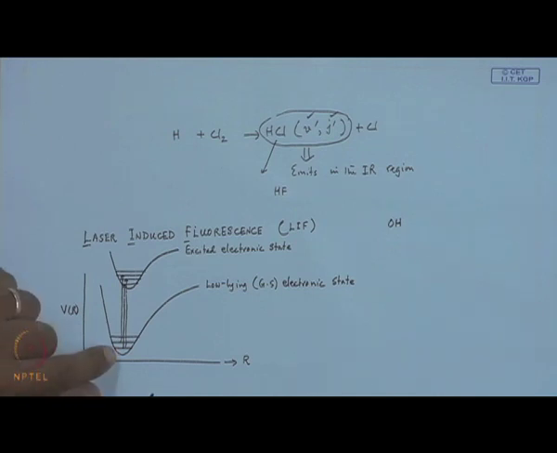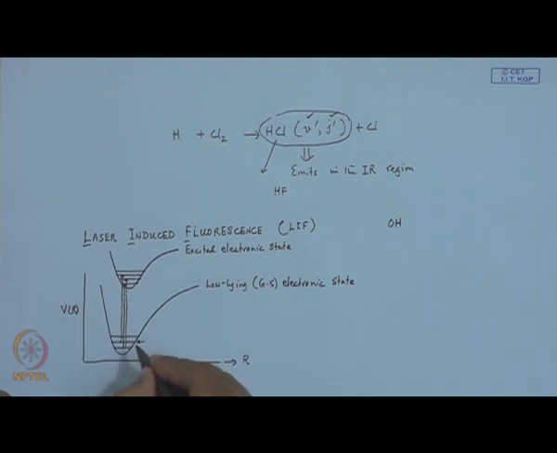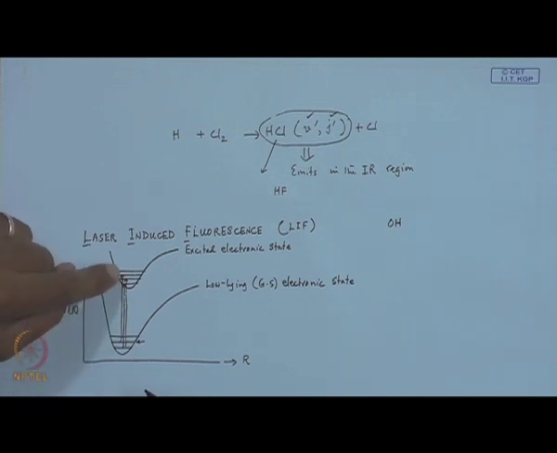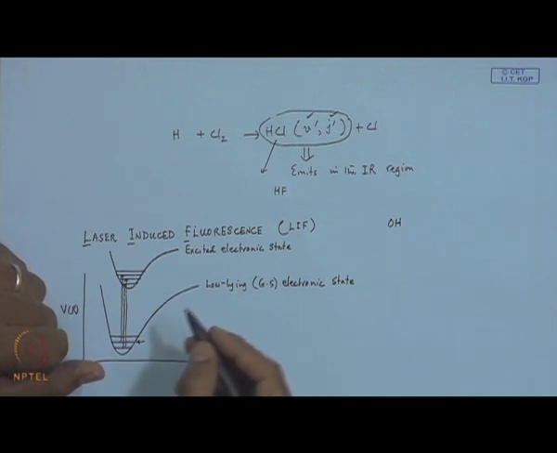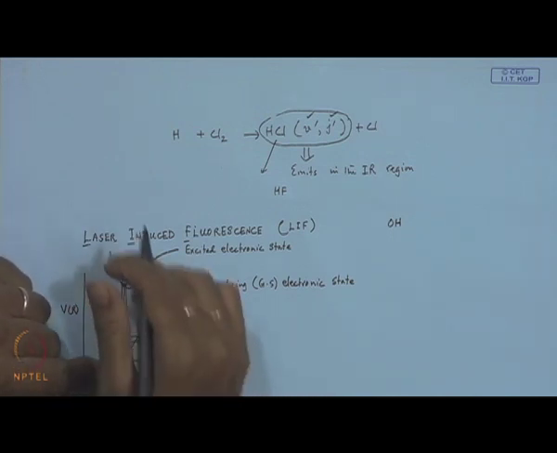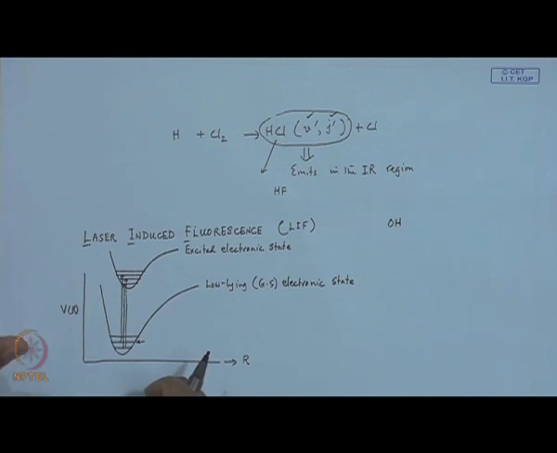And if the population of this state is more than the other one, say this one is more populated compared to the other, then the absorption cross section will be more, and correspondingly the upper state population will be more. So the intensity of your emitted light will be more. If we do this excitation, then possibly one or more levels get involved. In that case you may observe unresolved emission.